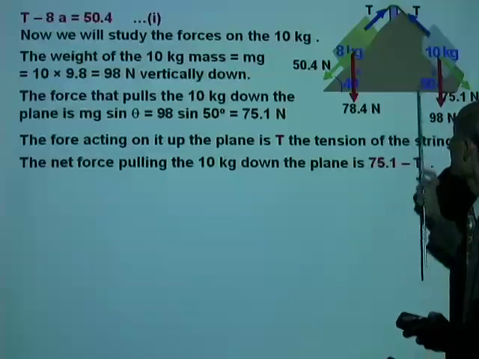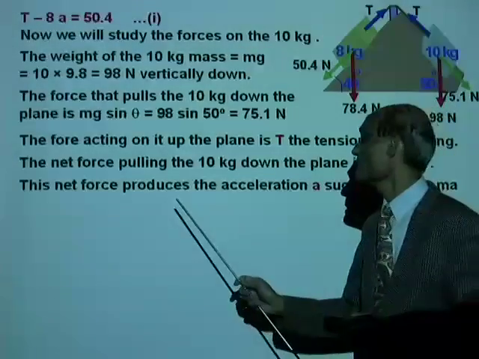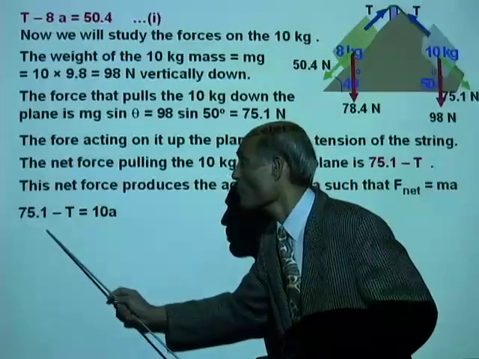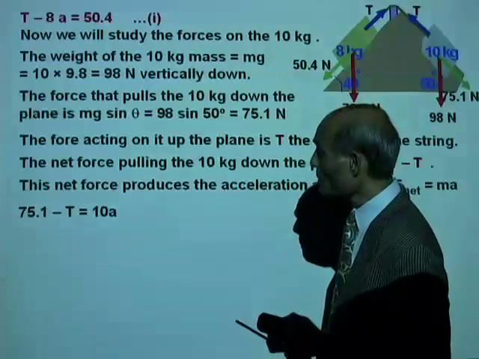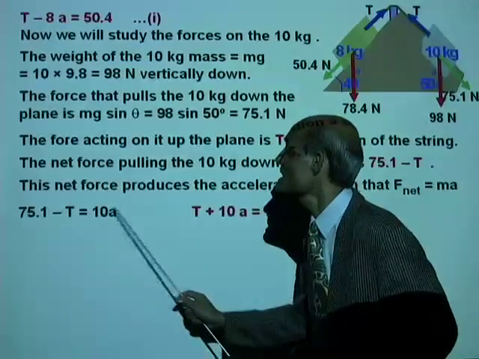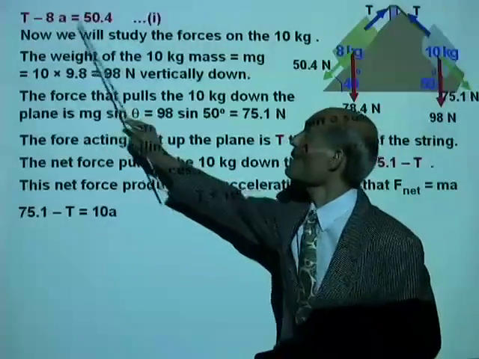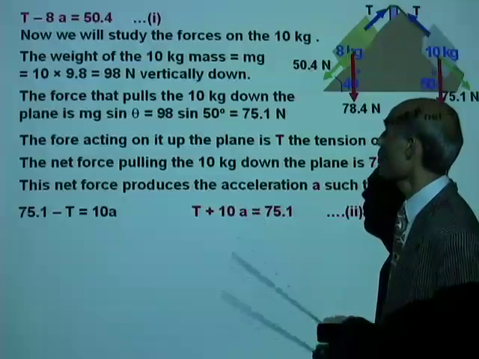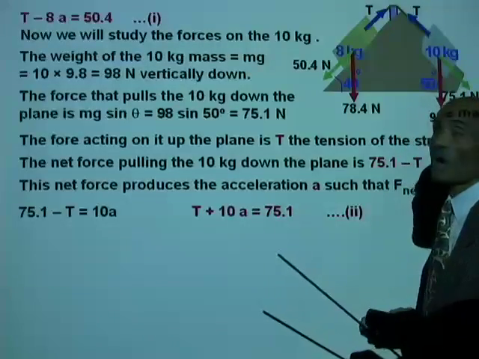And this net force must be equal to this mass multiplied by the acceleration. So you have F net equal to MA, 75.1 minus T equal to 10A, and rewrite it in the standard form. We get 10A plus T equal to 75.1. And now you have two equations, T minus 8A equal to 50.4, T plus 10A equal to 75.1.